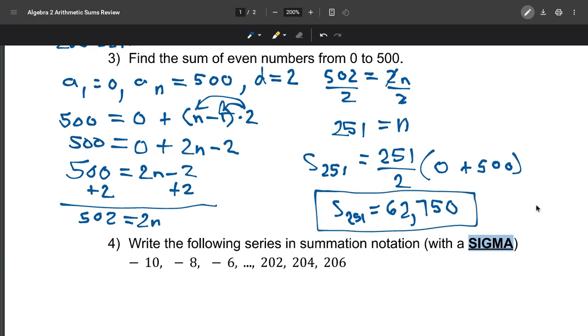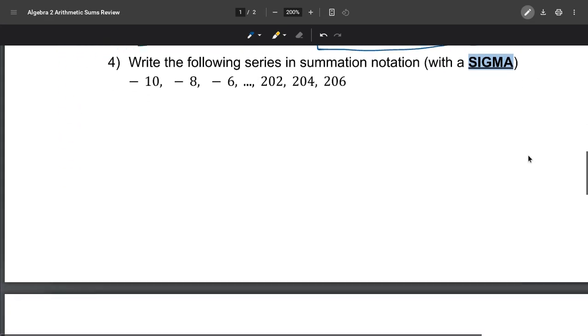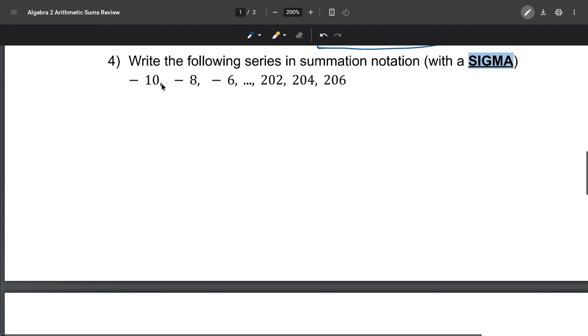Okay, problems 4 and 5, we're writing with a sigma, in summation notation, which is uppercase sigma. All right, so, again, these are usually pluses here, but, so a sub 1 is going to be negative 10, a sub n equals 206. So first off, we're going to say a sub n equals a sub 1, so negative 10 plus n minus 1 times, what's our common difference? Well, negative 10 to negative 8 is a positive 2.